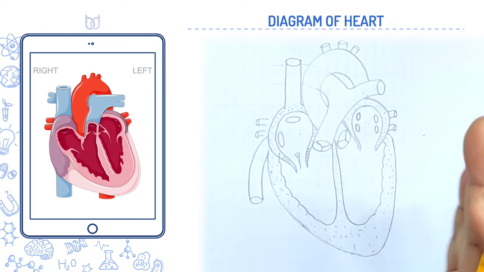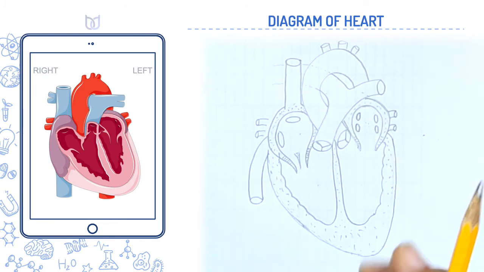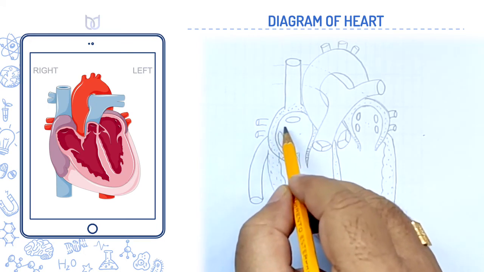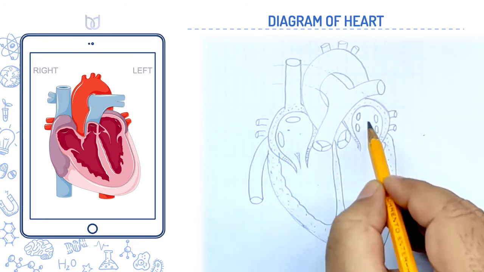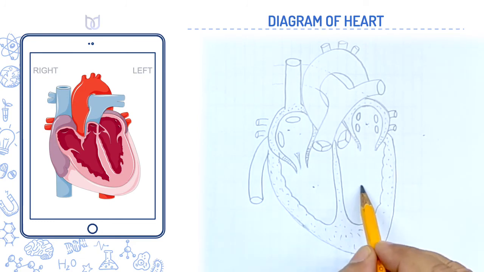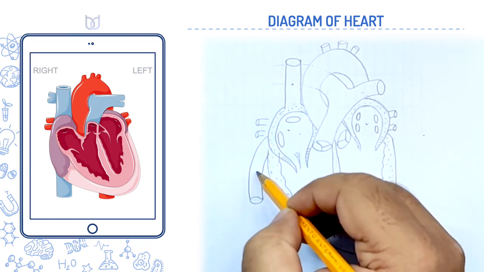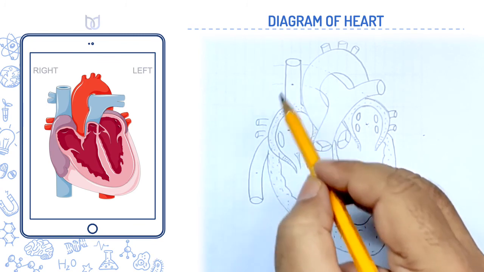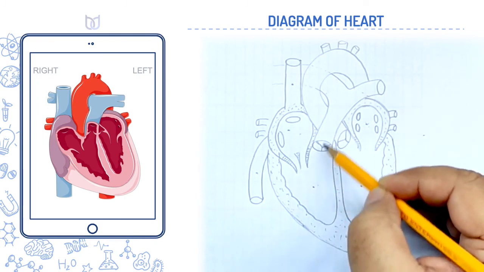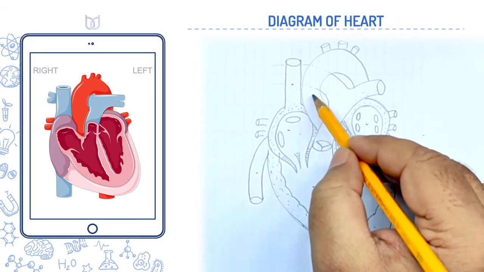Next remains labeling. In exam, whenever you draw the diagram, you must label it and remember the names. This one right auricle, this one left auricle. Here right ventricle, this one left ventricle. These two veins called superior vena cava and inferior vena cava. Arising from right ventricle is the pulmonary aorta. Arising from left ventricle is the systemic aorta.